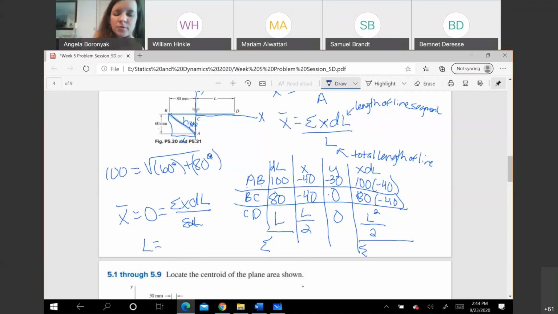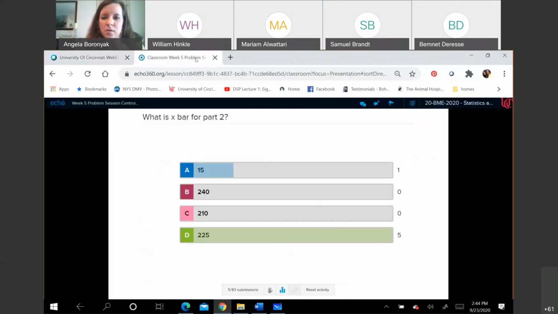I'm solving that then for what does L equal when I set that equal to 0. Okay.